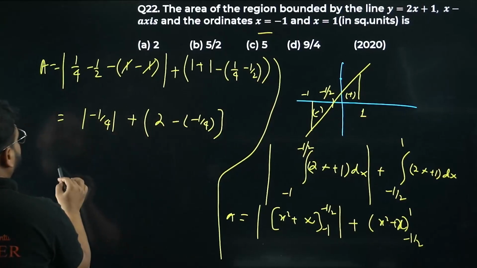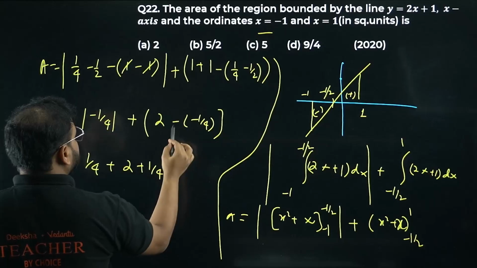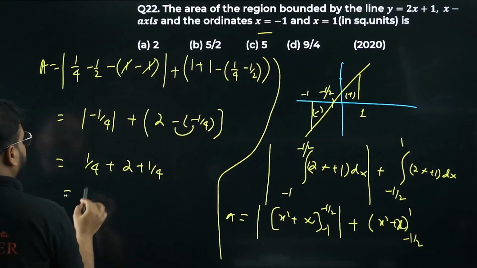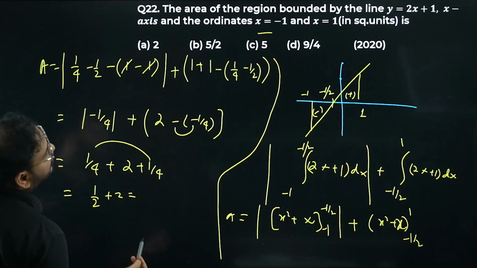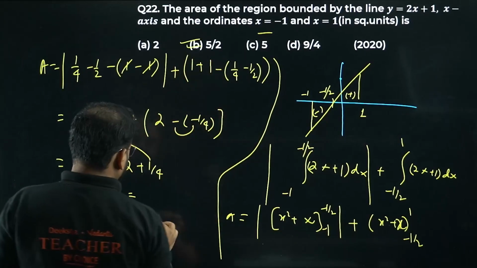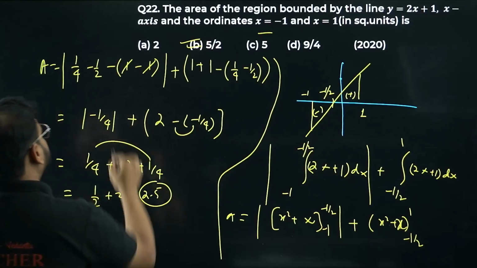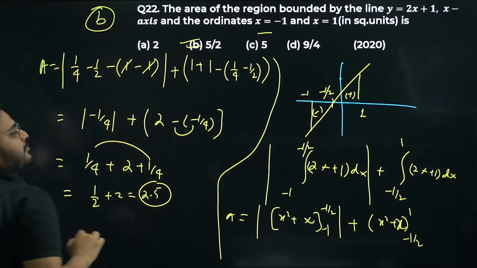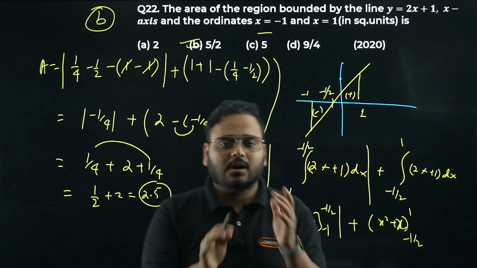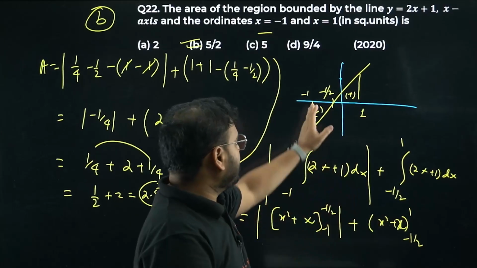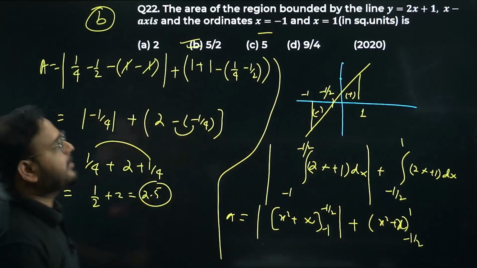So I'm getting here 1 by 4 plus 2 plus 1 by 4, because there is a minus of minus, no? So plus, I get 1 by 4, and 1 by 4 plus 1 by 4 is nothing but 1 by 2, plus 2. How much is that? 2.5 or 5 by 2. Option is B. Please check. 22 option is B. Okay. Simple problem. Very simple. Just if you know your values, if you know how to draw the graph, this part which is negative, which is positive, question becomes very, very simple.